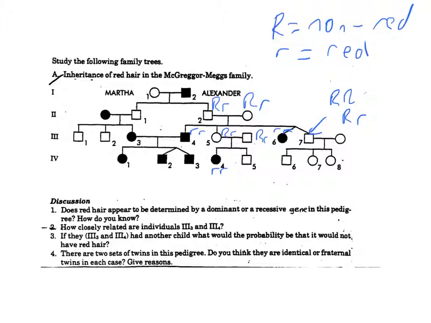There's no way we can tell at the moment because that male married a female with non-red hair, and all of their children had non-red hair. So we don't know whether they're big R, or big R, little r. Their phenotype is non-red. Their genotype is either homozygous, which means the same, non-red, or heterozygous, non-red-red.